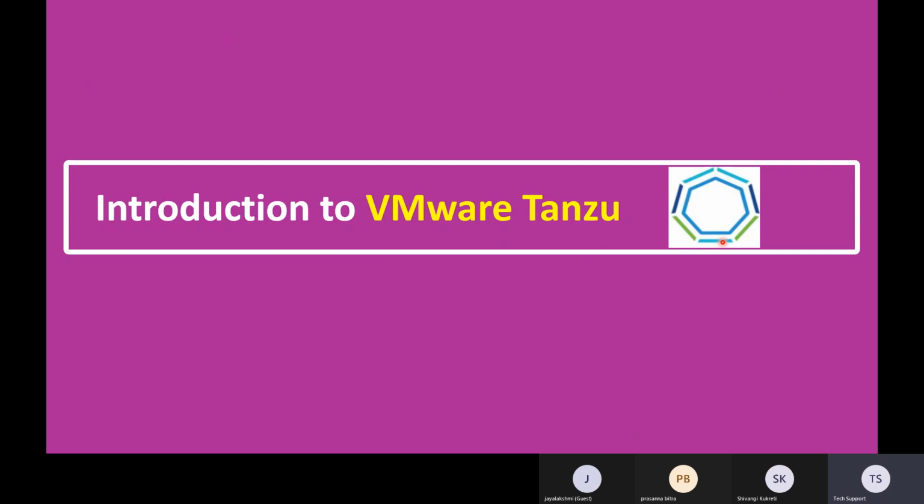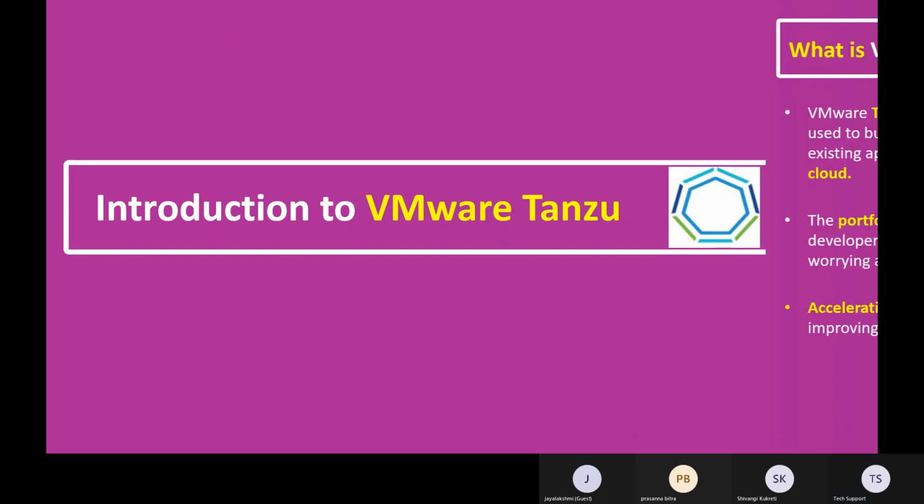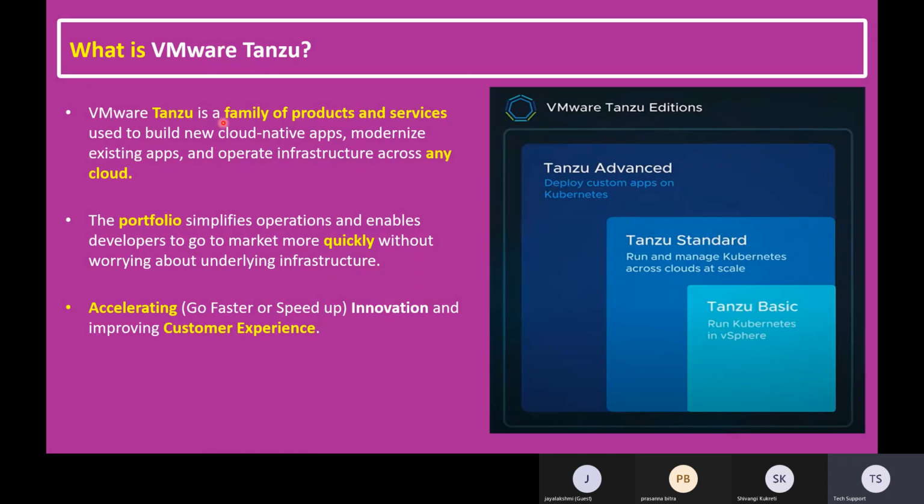Let's talk about what VMware Tanzu is. VMware Tanzu is a family of products and services used to build new cloud native applications, modernize existing apps, and operate infrastructure across any cloud. This is the key point. Tanzu is supported on-premises, private cloud, and public cloud. The portfolio, meaning the collection of products, simplifies operations and enables developers to go to market more quickly.